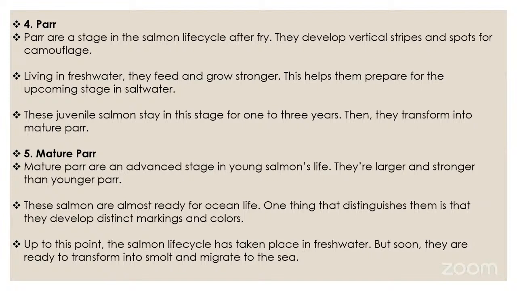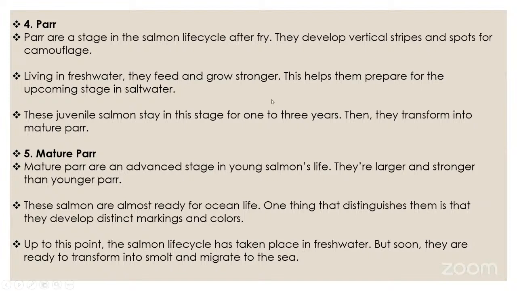Mature par are an advanced stage in young salmon's life. They are larger and stronger than younger par. That is why we call them mature par. So compared to par stage, they are stronger and larger. These salmon are almost ready for ocean life. One thing that distinguishes them is that they develop distinct markings and colors. That means they have different colors on their body. Some have stripes, some have dots and all. They have various colors.